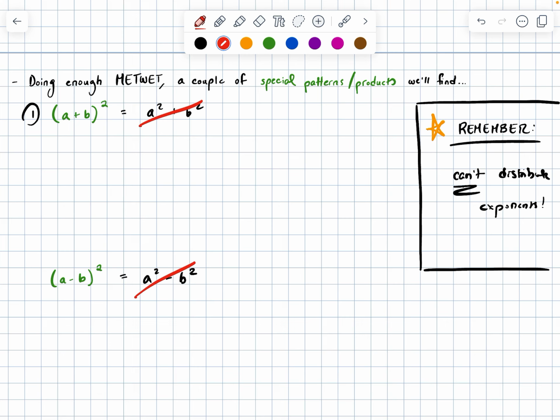How might I think about expanding a plus b quantity squared, or a minus b quantity squared? And once you've got it, see if you can do some METWET to figure out what your final product should be. Take a minute, play around, see what you come up with. Go, go.